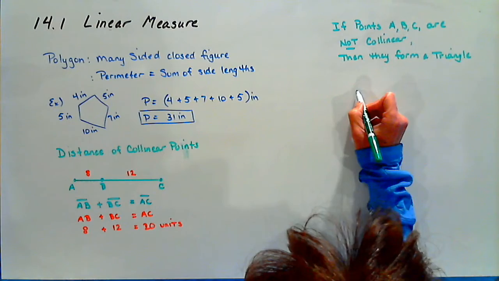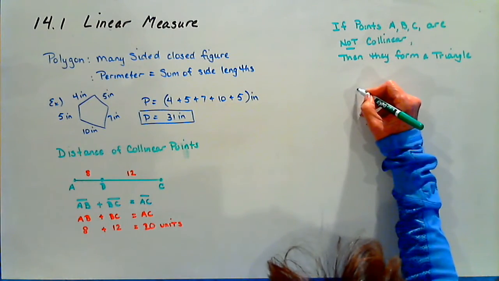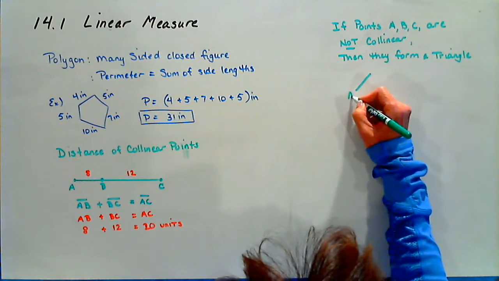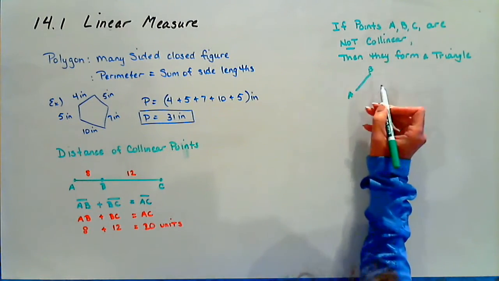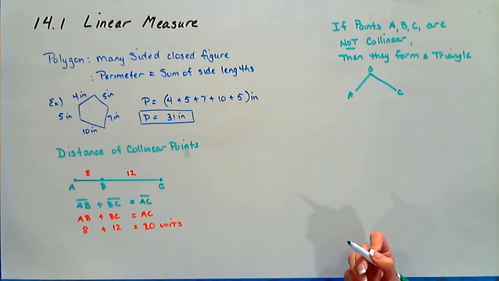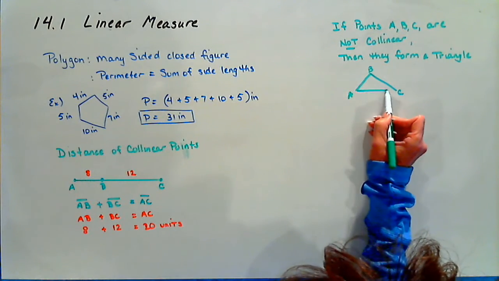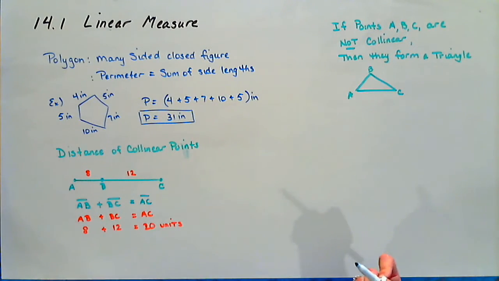So let's say I have, well, let's do it this way. Here we go. Here's A to B. Here's B to C. You may notice that, sure enough, they form a triangle, ABC. And what's really cool about this is a theorem that goes along with it.